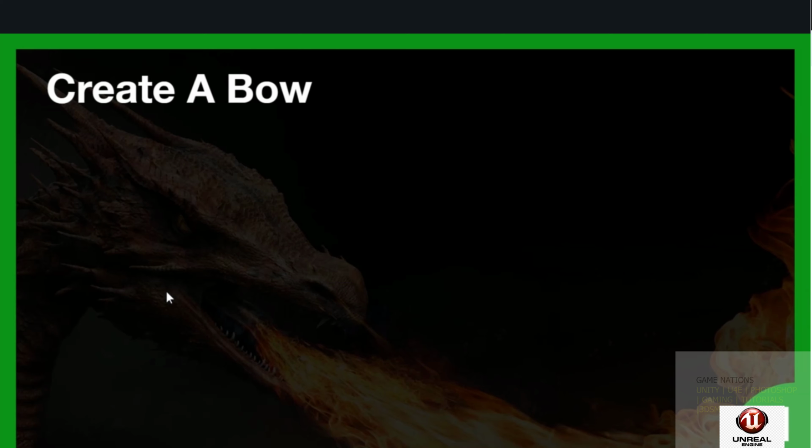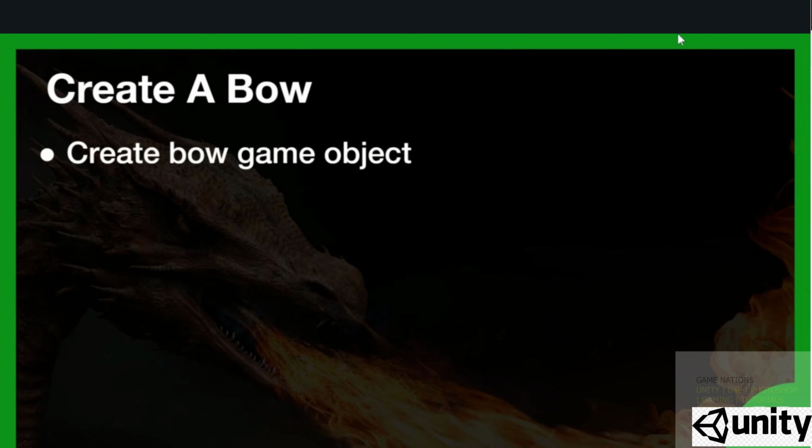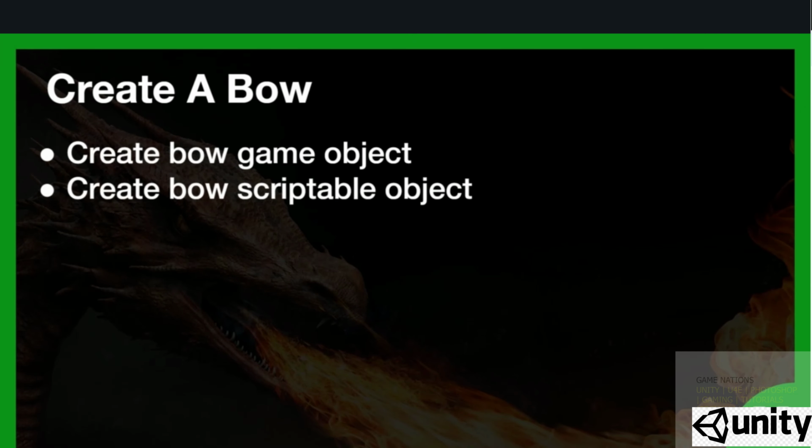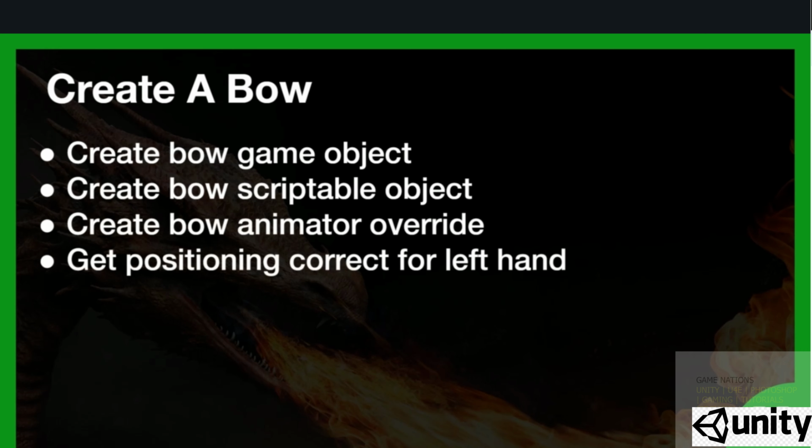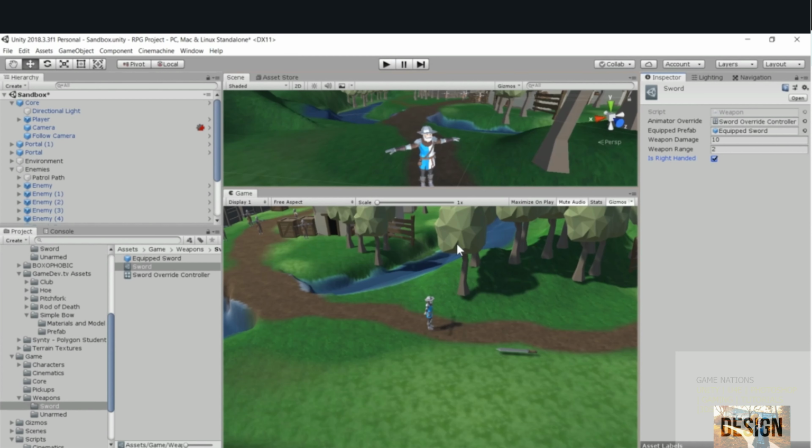And this is going to be your challenge to create a bow. We've created weapons a couple of times now. So create the bow game object, create the bow scriptable object, create the bow animator override, and get the positioning correct for the left hand with the bow. So there's your challenge. Take that on. See you back here in a moment.